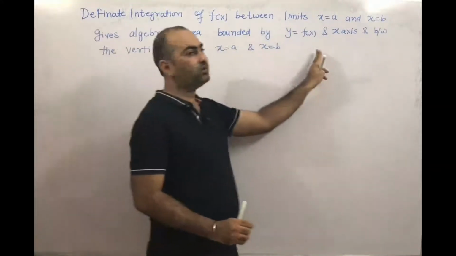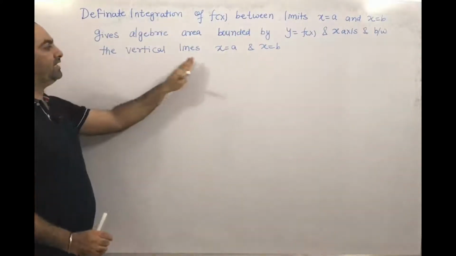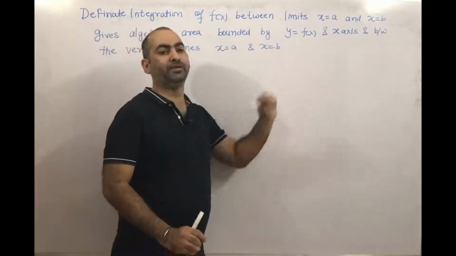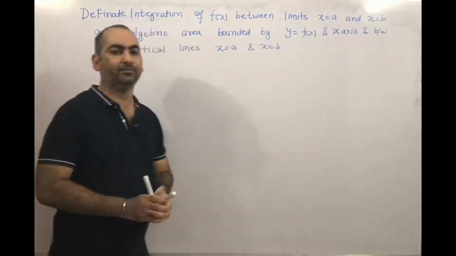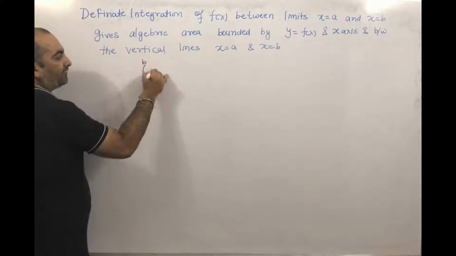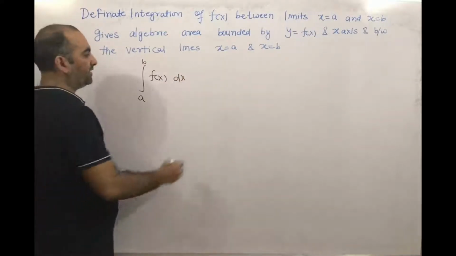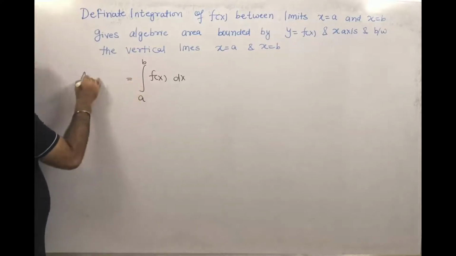Bounded by y equal to f(x) and x-axis, and between the vertical lines x equal to a and x equal to b. That is the integration meaning. So how to write this one? Integration a to b f(x) dx. So this will tell what? Area, algebraic area.